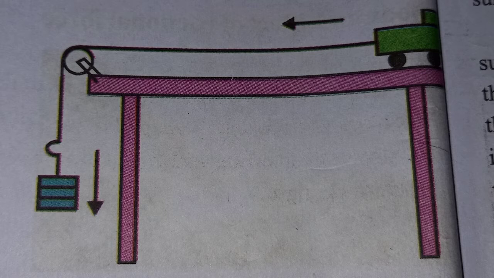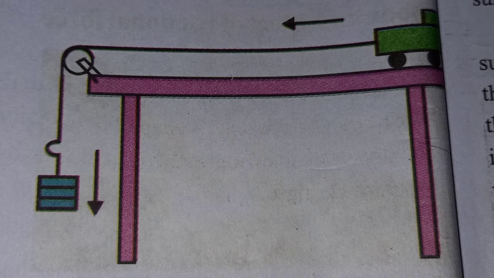If you notice, the trolley with the block on it moves towards the left with an acceleration. The block is at rest with respect to the surface of the trolley, but it is in motion with respect to the surface of the table. So when you compare with the table, the block is in motion. When you compare with the trolley, the block is at rest.